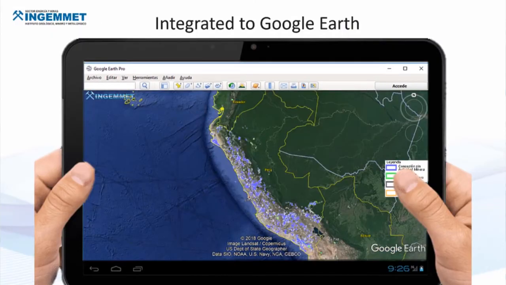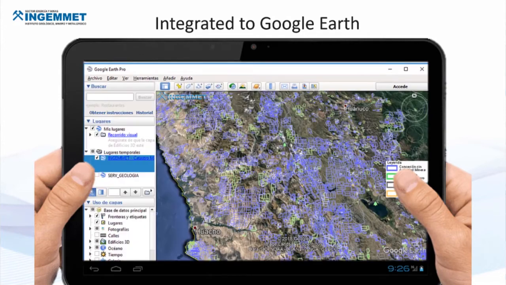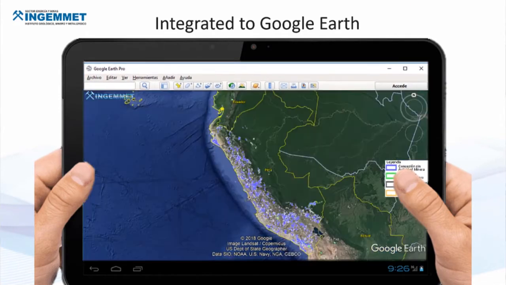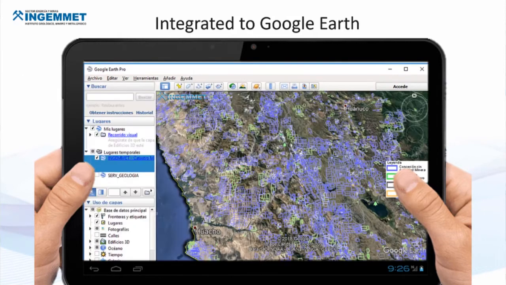In this regard, the system not only displays information, but it also integrates with Google Earth and other platforms. That is to say, it is an interoperable system integrated with various software and other platforms as well. This tool is not only an informational resource, we can also do 3D identification layers. That is why Geocatmin is displayed on a 3D level.